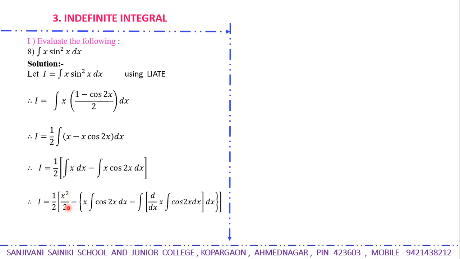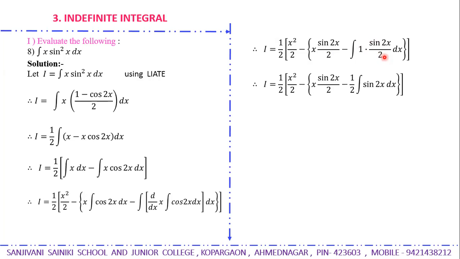Integration of x is x square upon 2, and for integration of x cos 2x, here we have to use by parts. First function as it is, integration of the second minus d by dx of the first function into integration of the second function. So 1 upon 2 in bracket, x square upon 2 minus x into sine 2x upon 2 minus integration of 1 into sine 2x upon 2 dx. So I is equal to 1 upon 2 integral of x square upon 2 minus integration of x sine 2x upon 2 minus 1 upon 2 sine 2x dx.